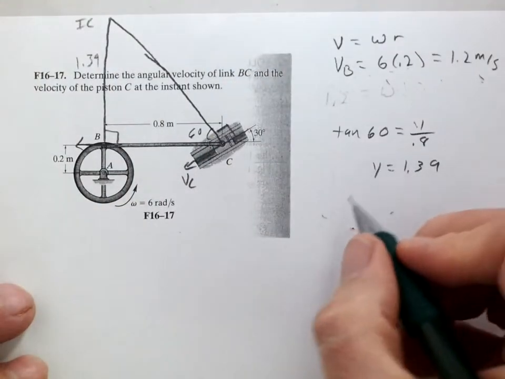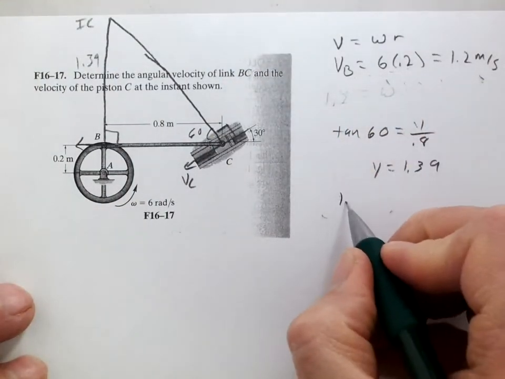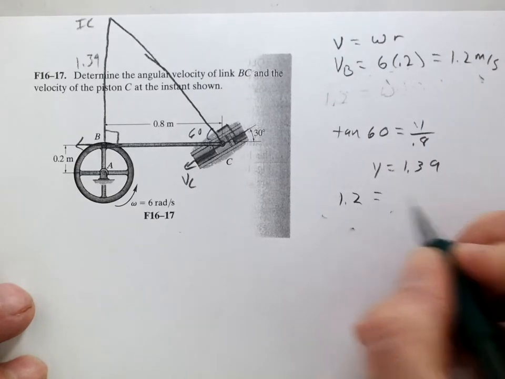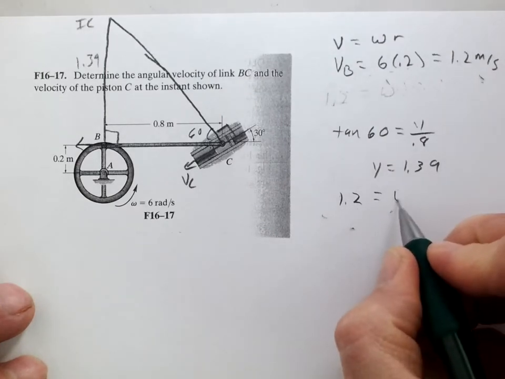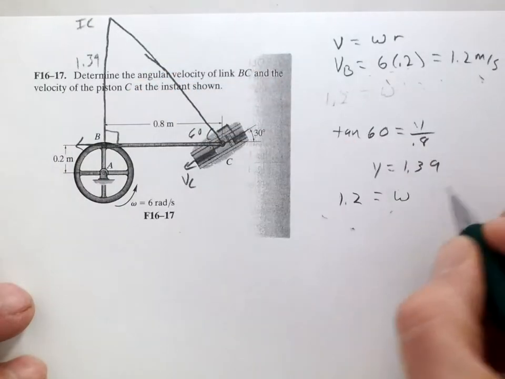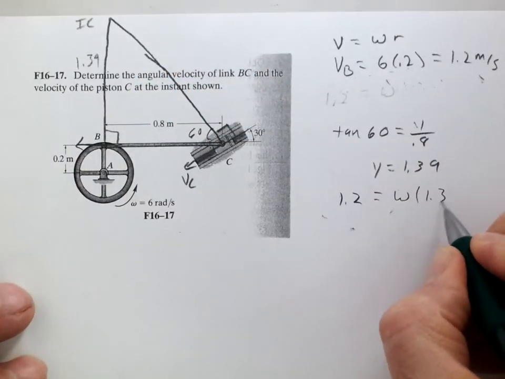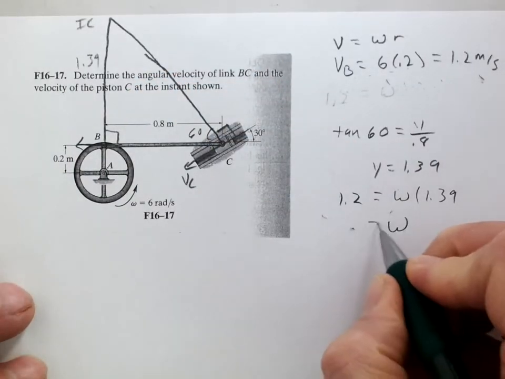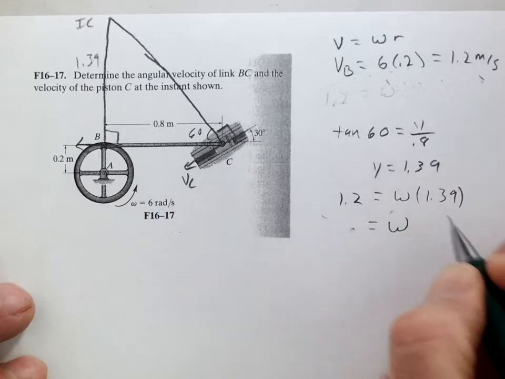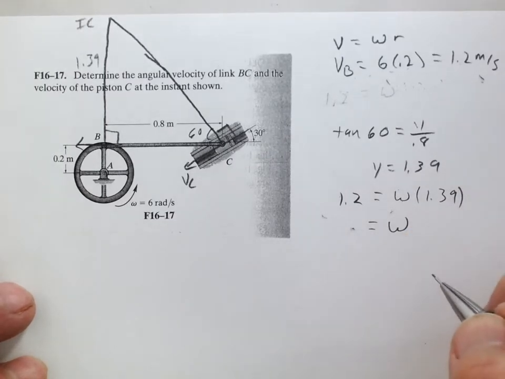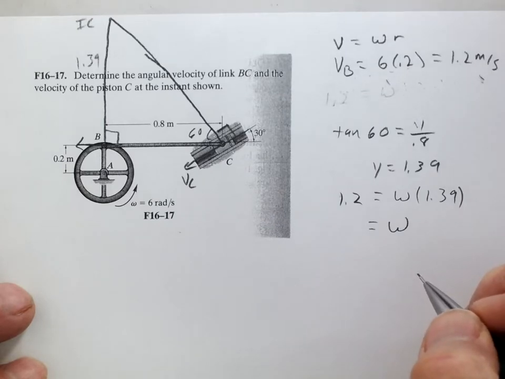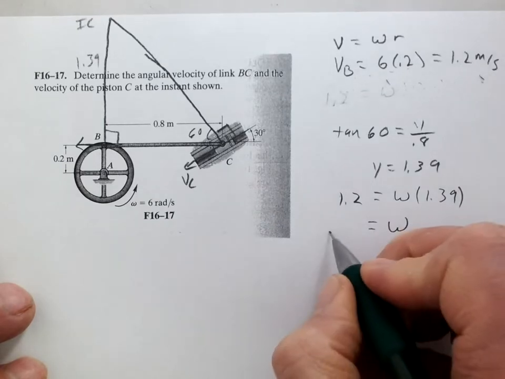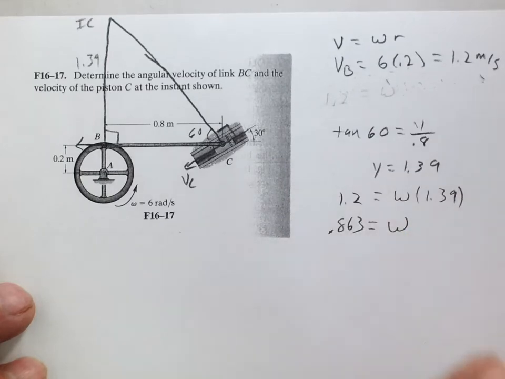Therefore, going back to our V equals omega r, 1.2 equals omega times r of 1.39. So omega equals 1.2 divided by 1.39, which is 0.863.